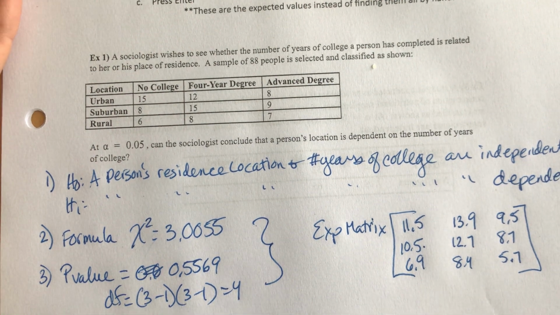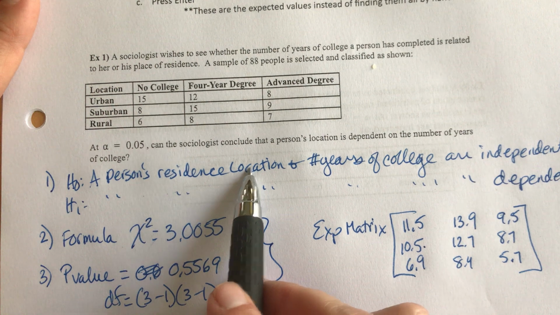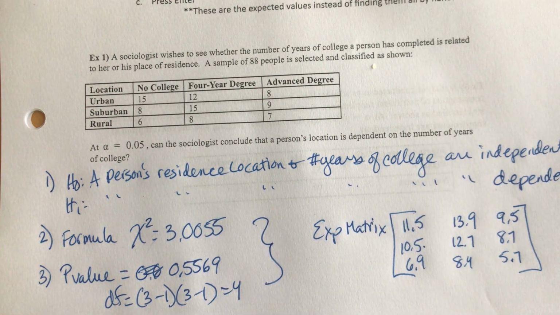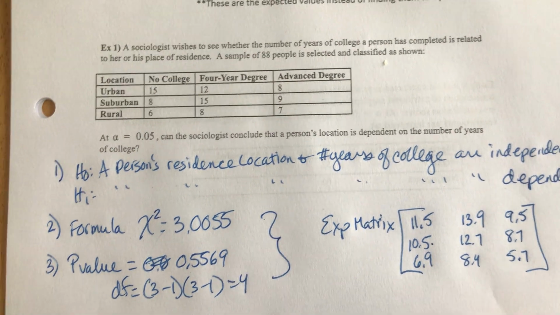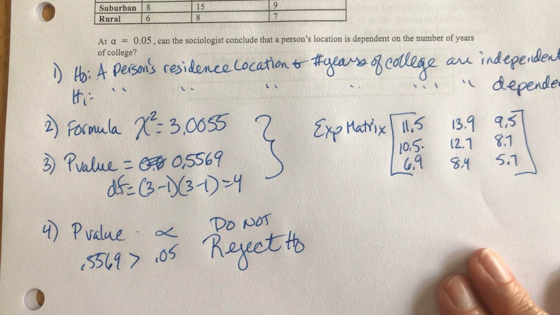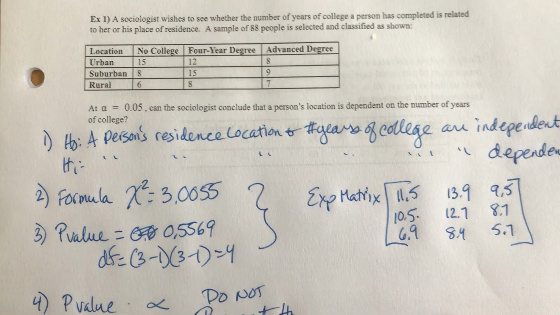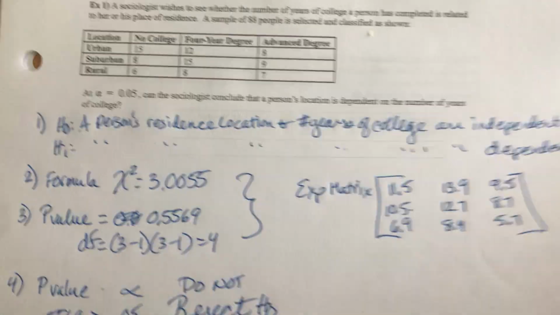Okay, which means what? We can really just rewrite the sentence. A person's residence, location, and number of years of college are independent. They're not related to each other. Like I said with my mom and dad, same house, same location, completely different academic backgrounds. Alrighty, so we've got that p-value, do not reject. And you'd write the same, your H0: a person's residence, location, and number of years of college are independent.